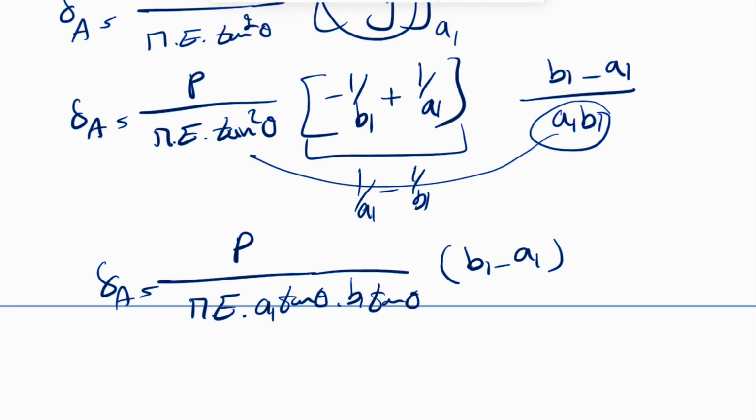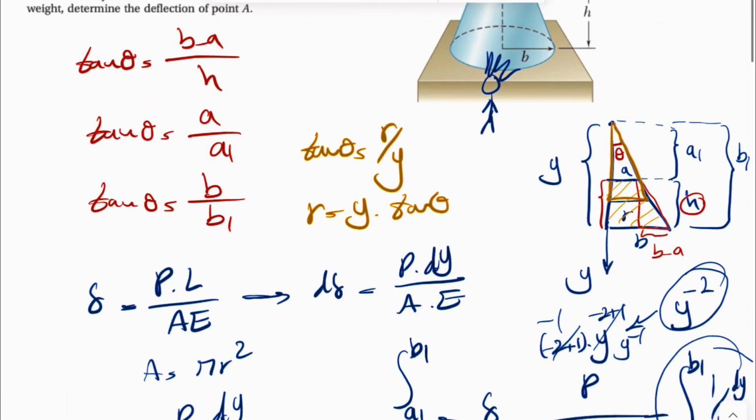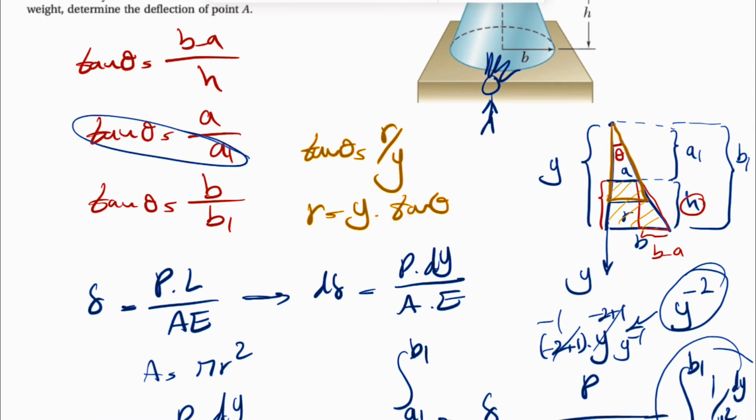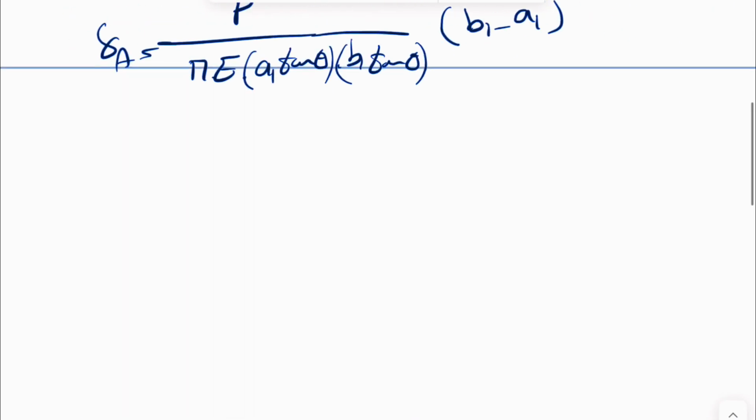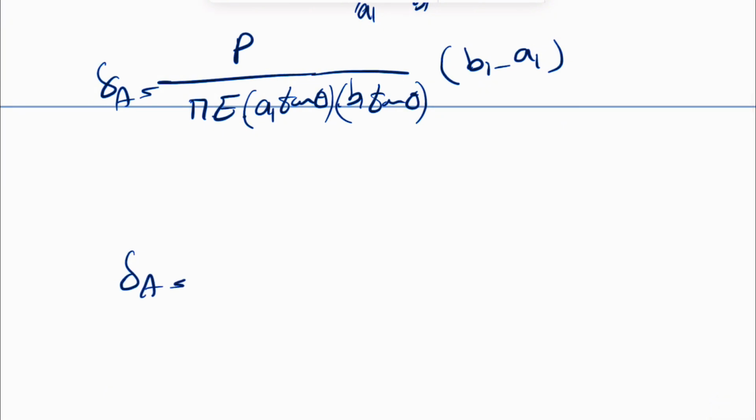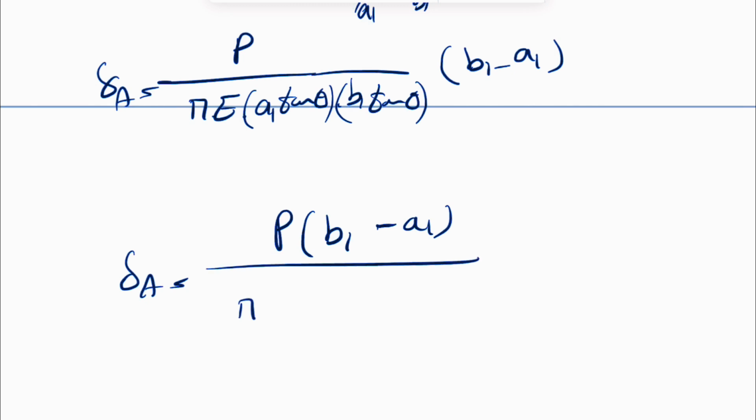So basically, I brought these two in here and I separated them like this. And the reason I did that is because A1 tangent of theta would be a, and B1 tangent of theta would be b. So basically, this can be written as P times B1 minus A1 over pi times E times ab.